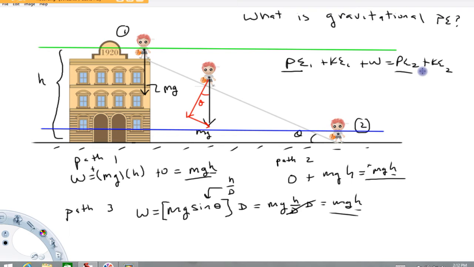So again, the purpose of this video is just to help the viewer understand why we can define a potential energy term for gravity, and that's because the work done by gravity is the same as this young lad starts at green, ends at blue. And a big part of why we can do that is because the work done by gravity is not path dependent. So gravity is an example of what's called a conservative force.